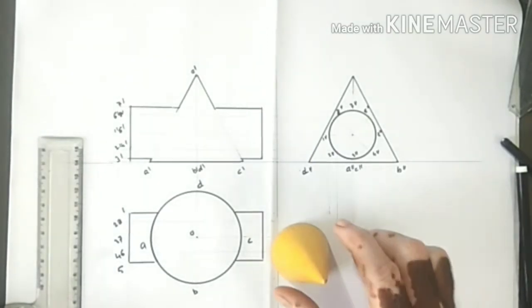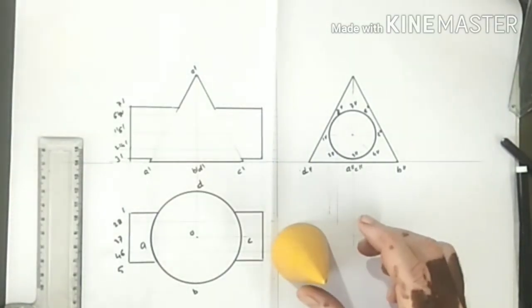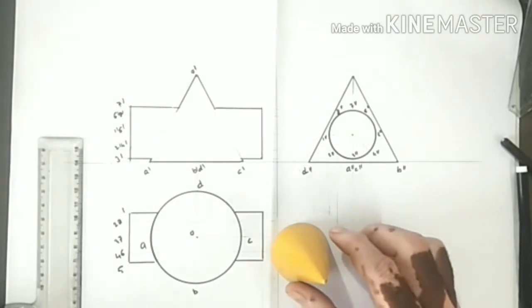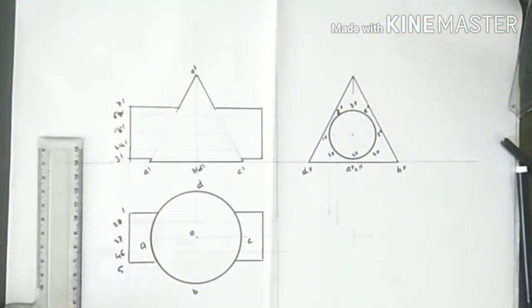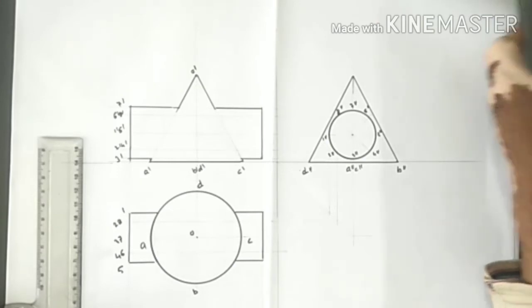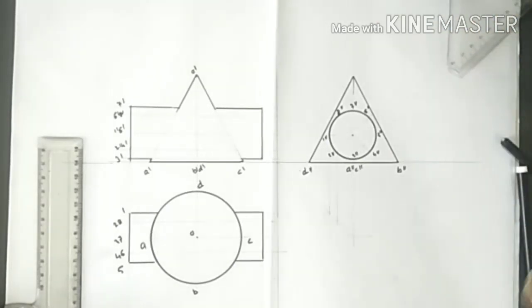So first we will draw the intersection curve which is visible from the top, and to draw the intersection curve there are two methods. One is the cutting plane method and another is the generator method. So we will follow the cutting plane method because it will be easier than the generator method.